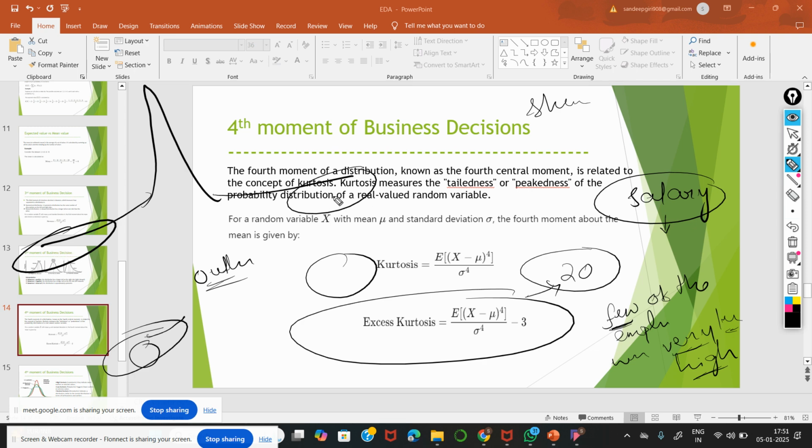Outliers means very few values with very high quantity or very low quantity. This is what I have explained: very few of the employees would be present who would be having very high salary, and very low salary may be present. You should be using something called, may, because you are not sure.